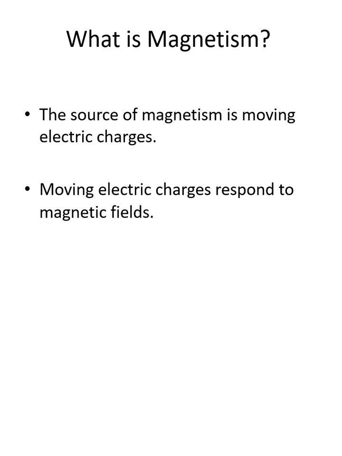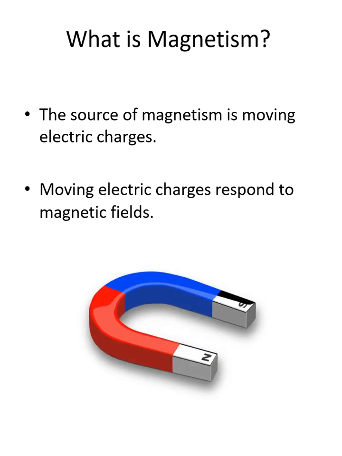The other point to keep in mind is that moving electric charges respond to magnetic fields. An electric charge sitting still doesn't respond to a magnetic field, but if it's moving, it responds to a magnetic field. So where we're going with this chapter is that moving electric charges both cause magnetism and also respond to magnetism. Now you think about a bar magnet, and you might be wondering, what does that have to do with moving electric charges? There's not a current going through it, but we'll get to that.